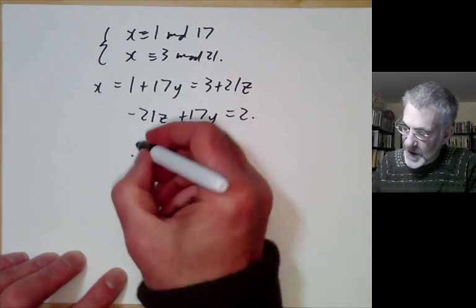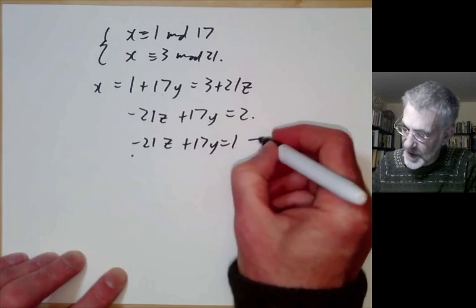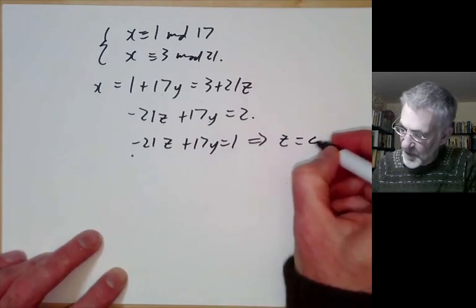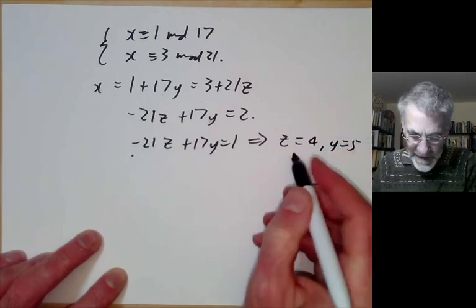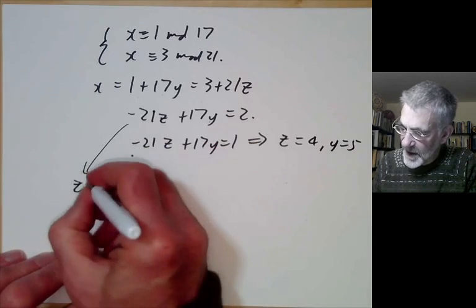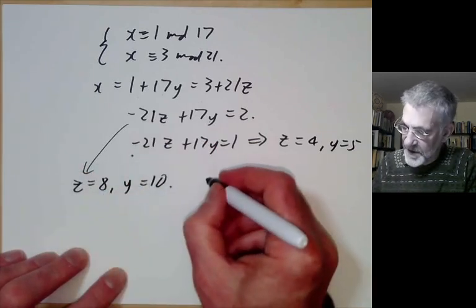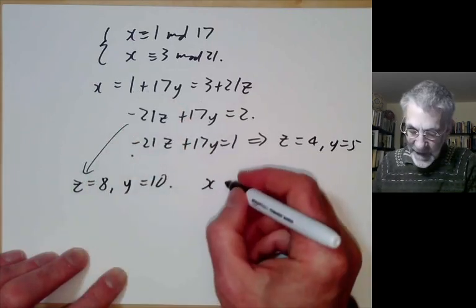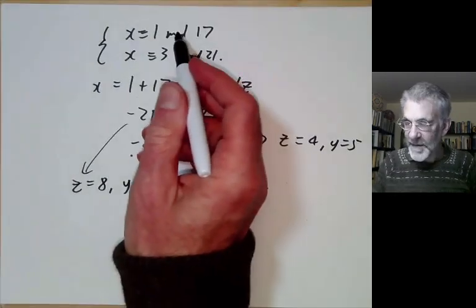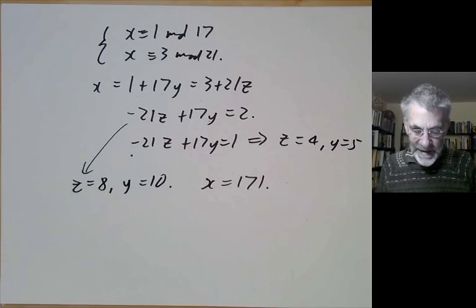So we use Euclid to solve minus 21z plus 17y is equal to 1, and this has the solution z equals 4, y equals 5. So we just double it, and this has the solution z equals 8, y equals 10. And this gives us, if we just substitute in here, we find that x is equal to 171. So solving two linear equations with coprime modulus is easy and fast.